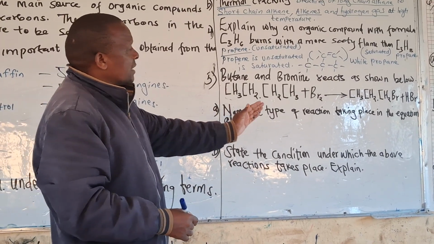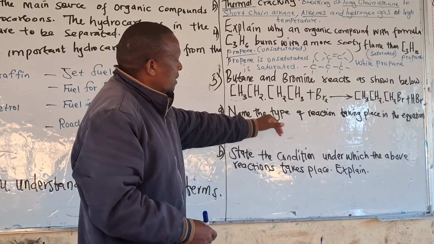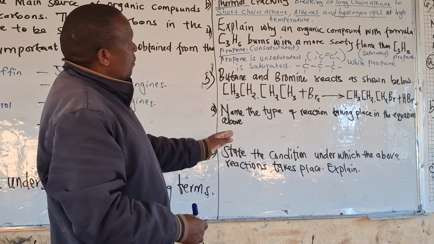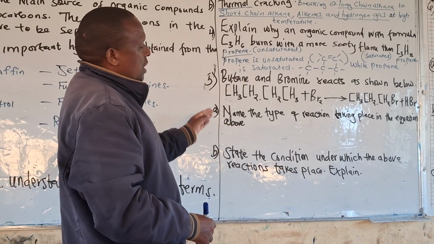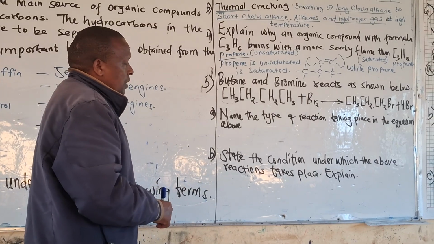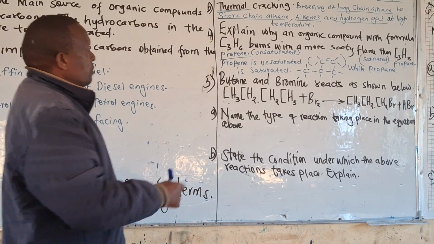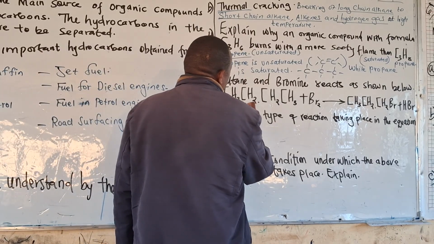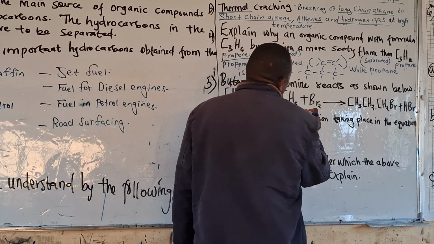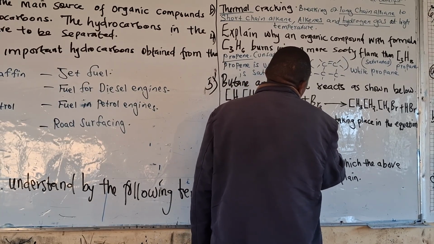Butane and bromine reacts as shown. So this is butane reacting with bromine, and those are the products. Name the type of reaction taking place in the equation above. Now the type of reaction taking place here is known as substitution reaction. Reaction between alkane, this is alkane, and this is what? Halogen or bromine. You can say this is bromine.